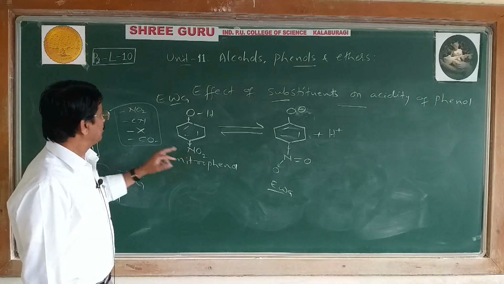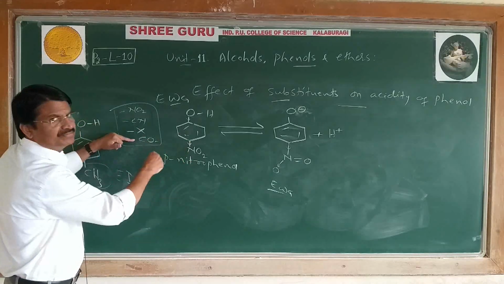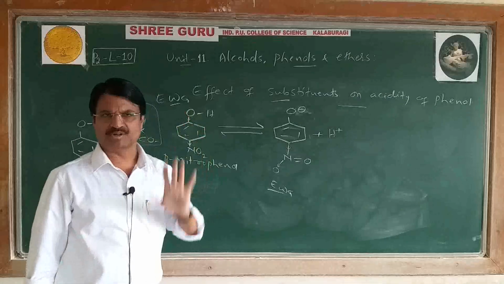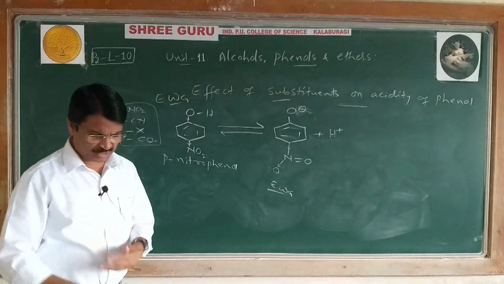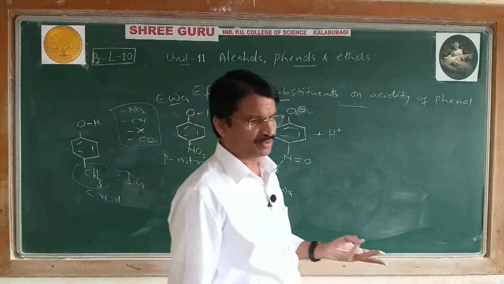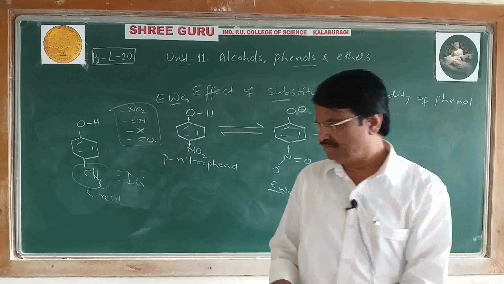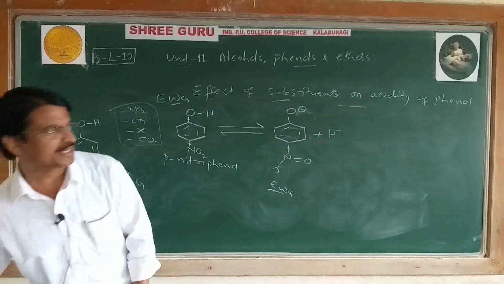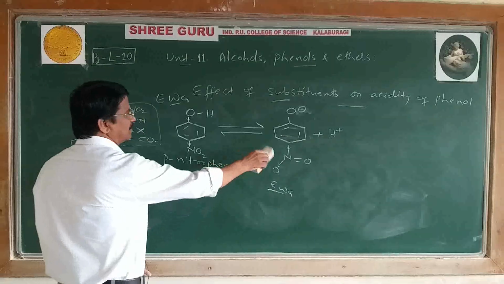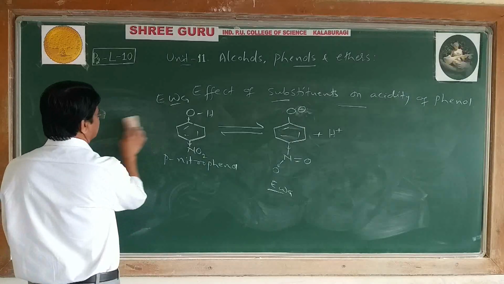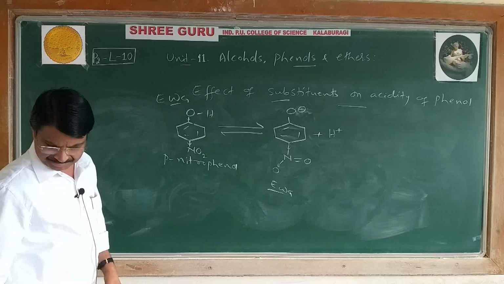Anyway, if an electron withdrawing group, any one you write, is on the benzene ring, they are all more acidic than what? Phenol. More acidic than phenol. Next, among the three isomeric nitrophenols, orthonitrophenol, metanitrophenol, paranitrophenol, which is more acidic, that also we can study. Ortho, meta, para. Here I have taken the para position. Next we consider ortho and meta. What happened?